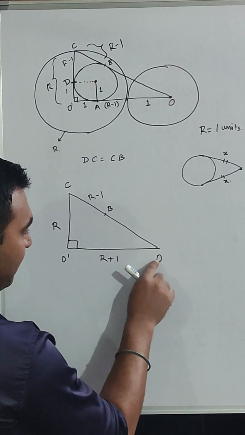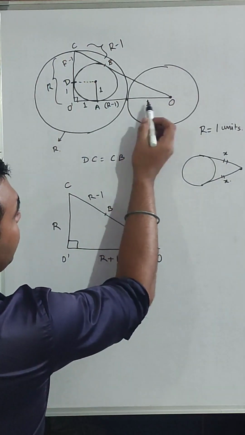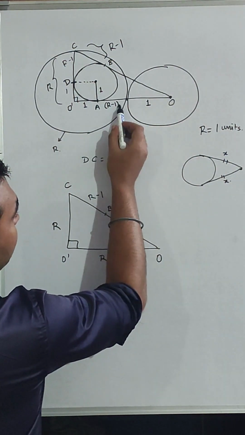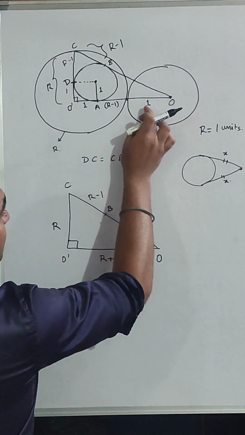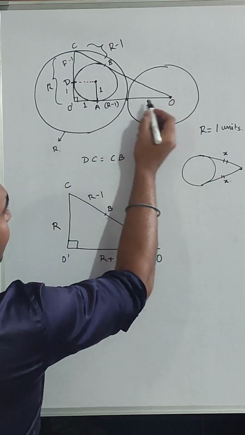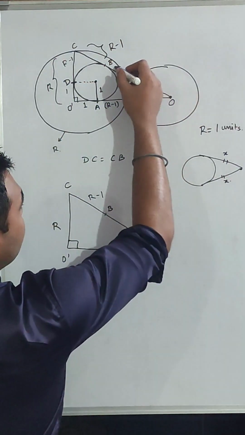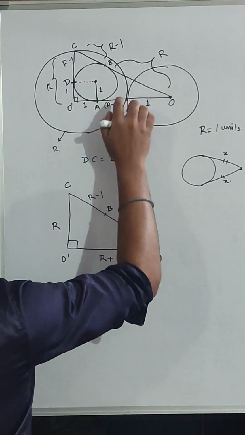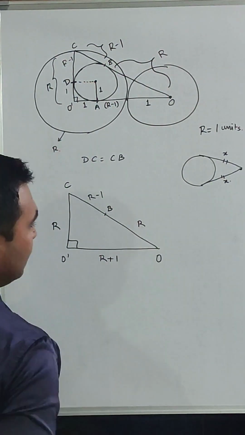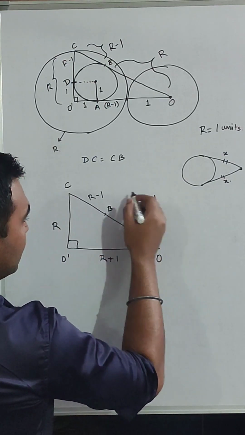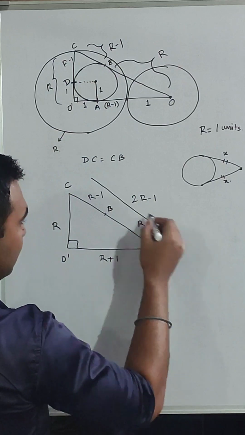Now all I have to do is find OB. So let's see, OB is how much? A to O is R minus 1 and this is 1. So R minus 1 plus 1 will be R, isn't it? We have to add them together. So B to O, we got it as R. Now we will add this: 1 plus R minus 1, and this distance is R. So this total distance is 2R minus 1 from here to here.